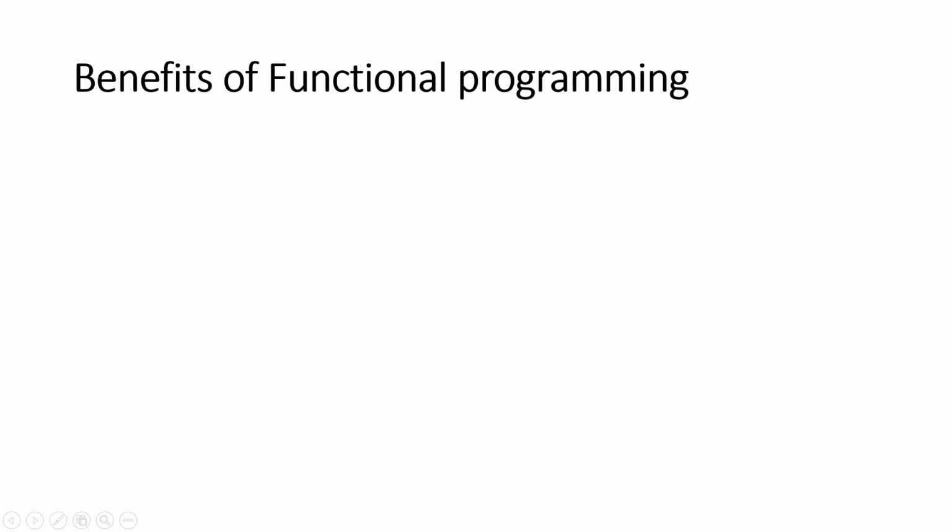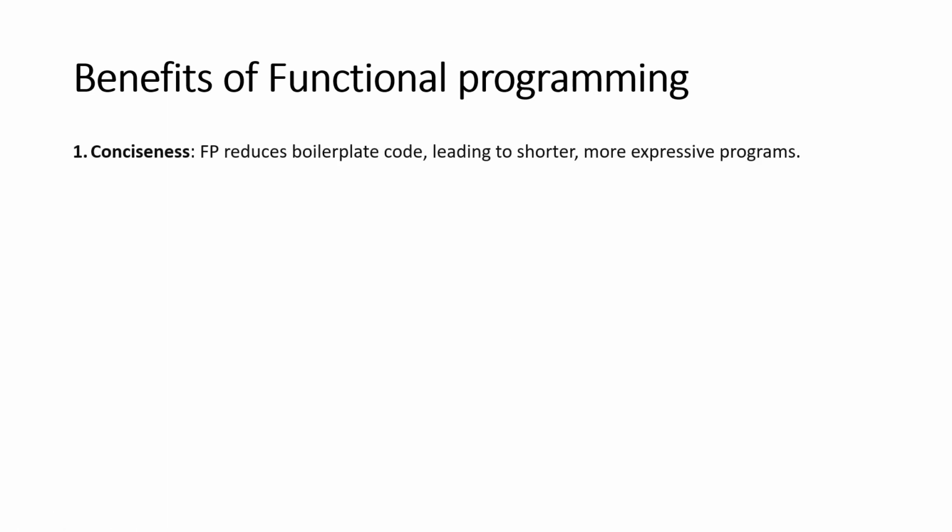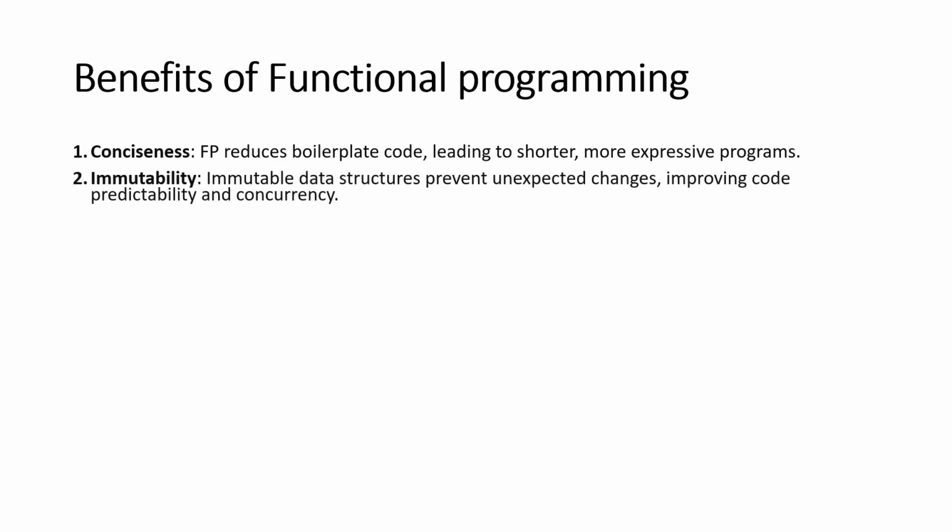So what are the benefits of functional programming? First thing what we saw, conciseness. Functional programming reduces boilerplate code, in a declarative way, leading to shorter, more expressive programs. Immutability, we saw. Immutable data structures prevent unexpected changes, improving code predictability and concurrency. So this is normally the immutability advantage. Whenever we use immutability, these are the advantages we get.